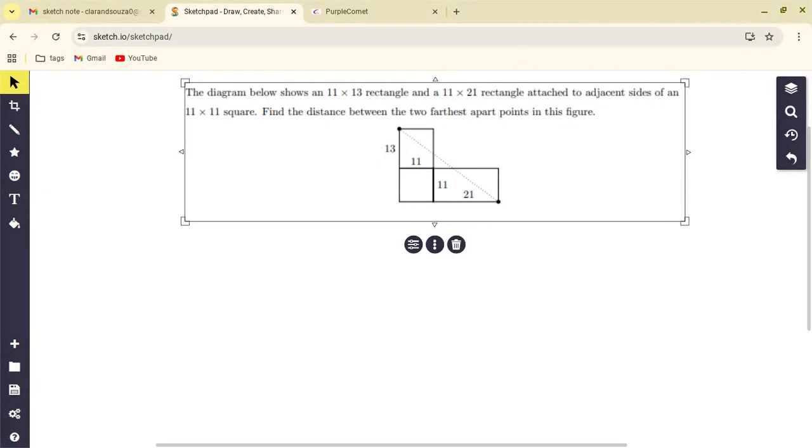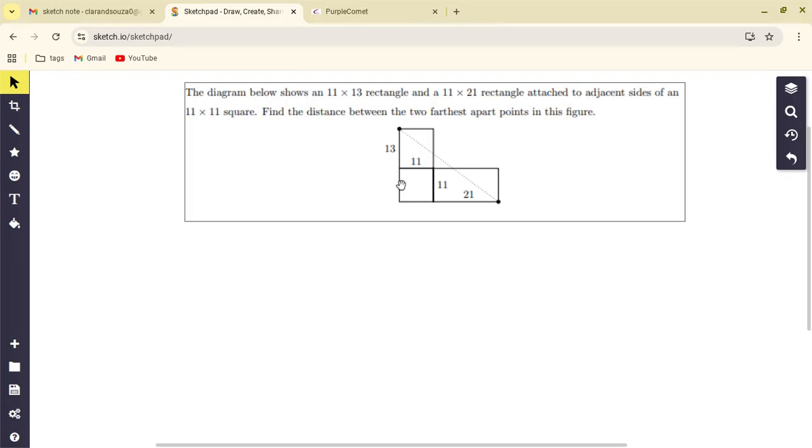The diagram below shows an 11 by 13 rectangle and an 11 by 21 rectangle attached to adjacent sides of an 11 by 11 square. Find the distance between the two farthest points in this figure. So, you can see here that they provided an example.